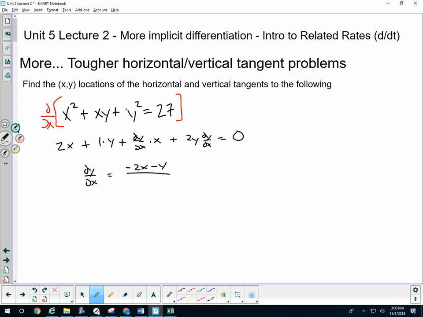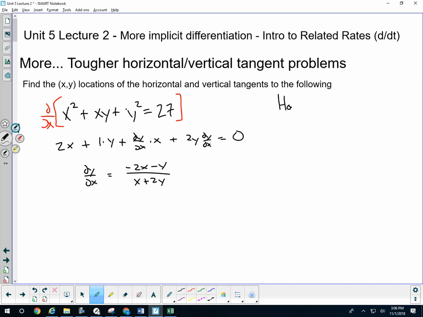Here's the finished product. If you've done enough of these, you'll be able to go straight from your derivative step to your solution step. I wouldn't advise it for more complex derivatives, but for this one, you can just say, okay, minus 2x minus y, divide by the x plus 2y because you're factoring out. Okay? All right.